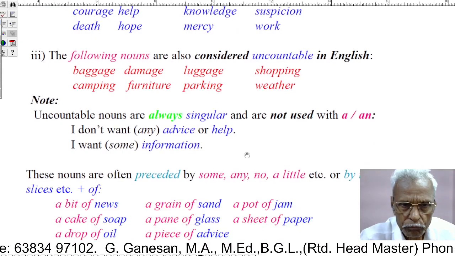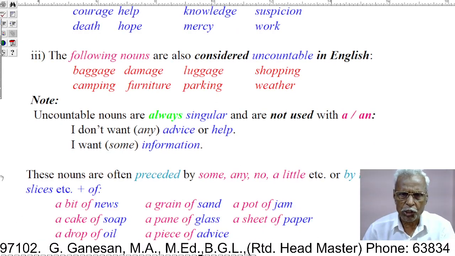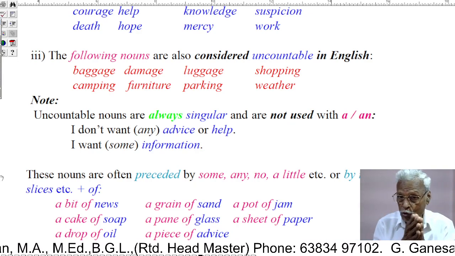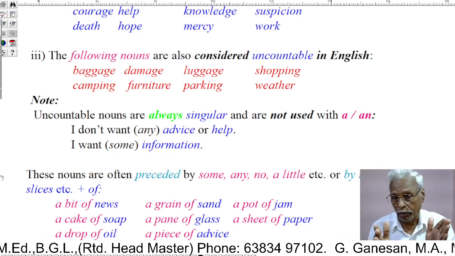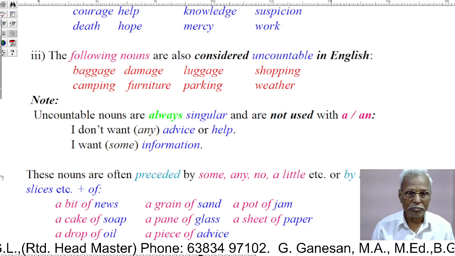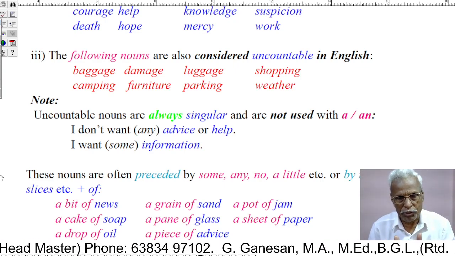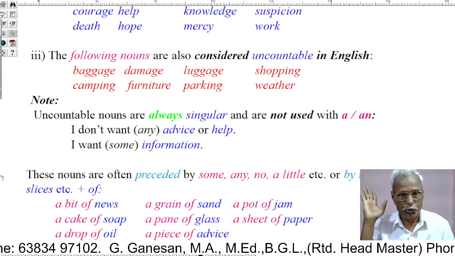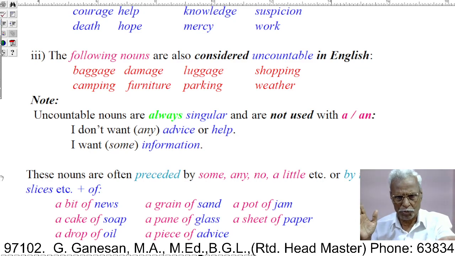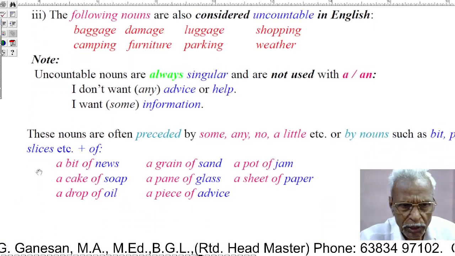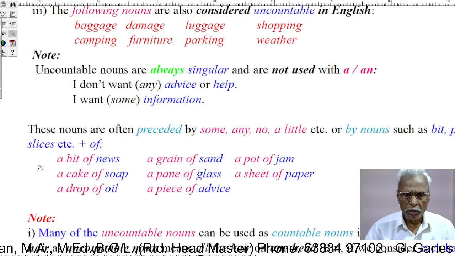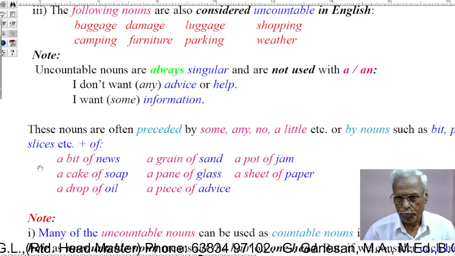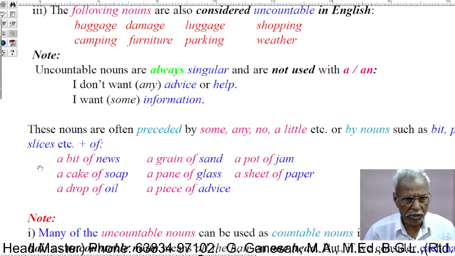Note: uncountable nouns are always singular. The article a or an should not be used before them. I don't want advice or any advice or help. I want information or some information. A or an should not be used, but some other words can be used. For example, the nouns are often preceded by some, any, no, a little, etc., or by nouns such as bit, piece, slice, etc., plus of.